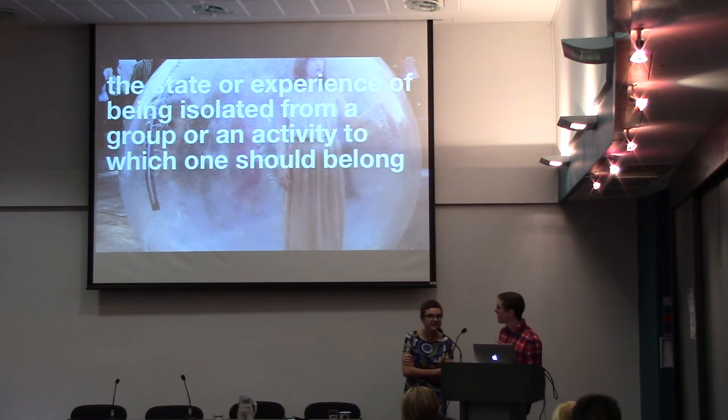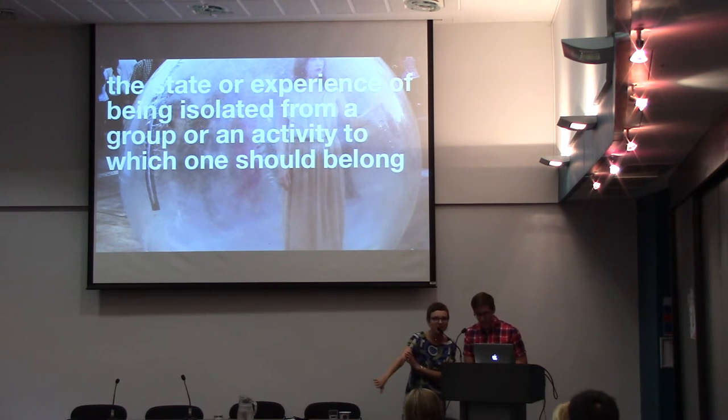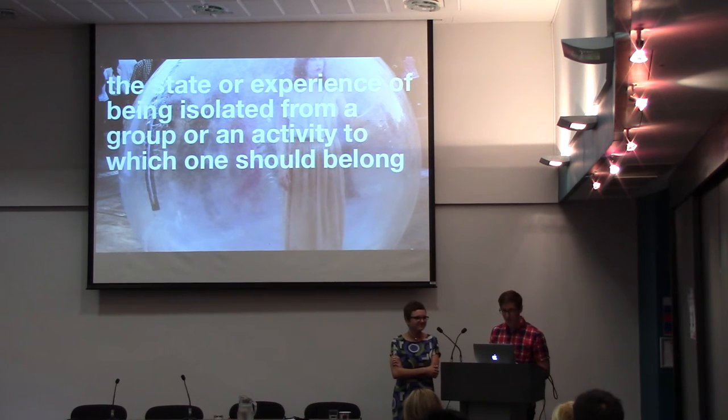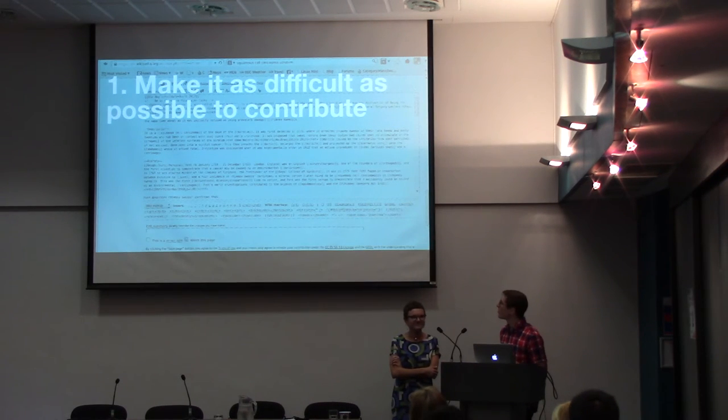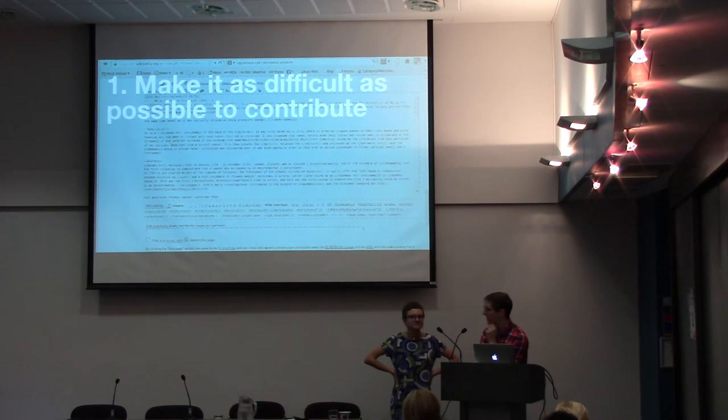That's right, 9 easy steps. You can solve the gender gap by making women go away. And everybody likes listicles, so it's good. So number one is make it as difficult as possible to contribute. The number one contributor to making it difficult to edit is actually kind of the foundation. We're partly responsible for the awful state of the software and how it works. And that's a good first step if we want to reduce the number of women.